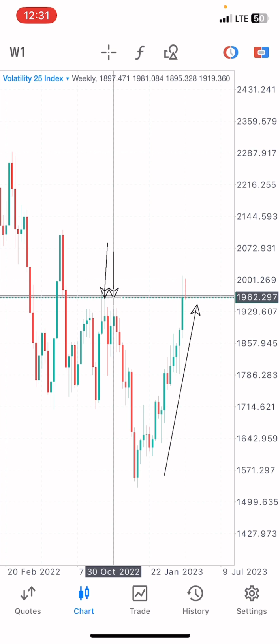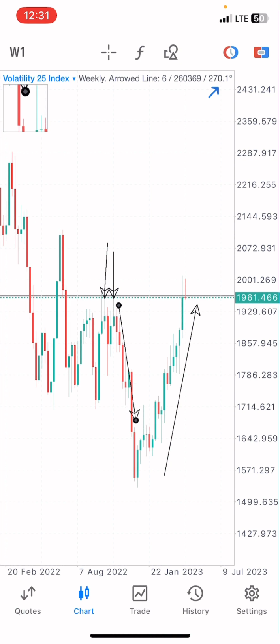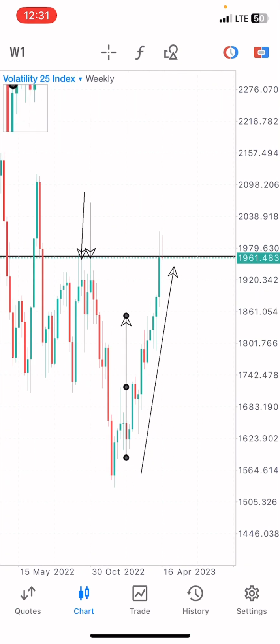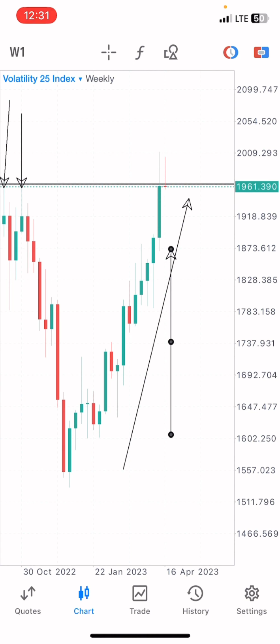This level was visited in October last year, and this level gave us this push to the downside. This particular level gave us this push to the downside. So the market actually got to this level at this point. As the market got to this particular level, we had this week where the market gave us a fake out move.